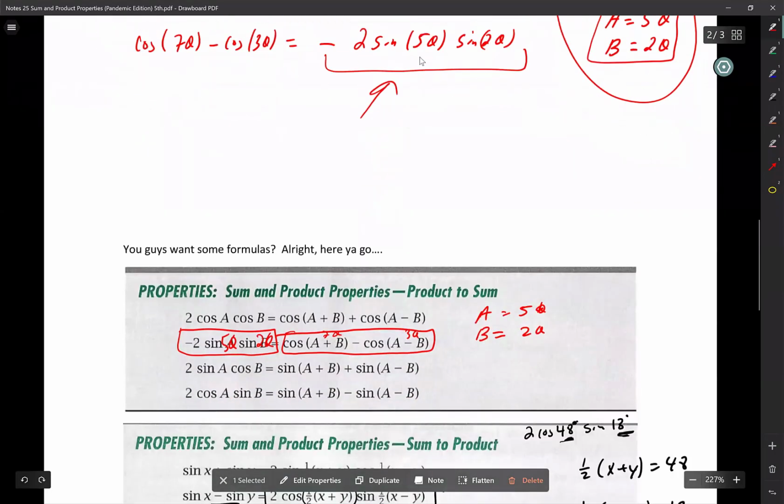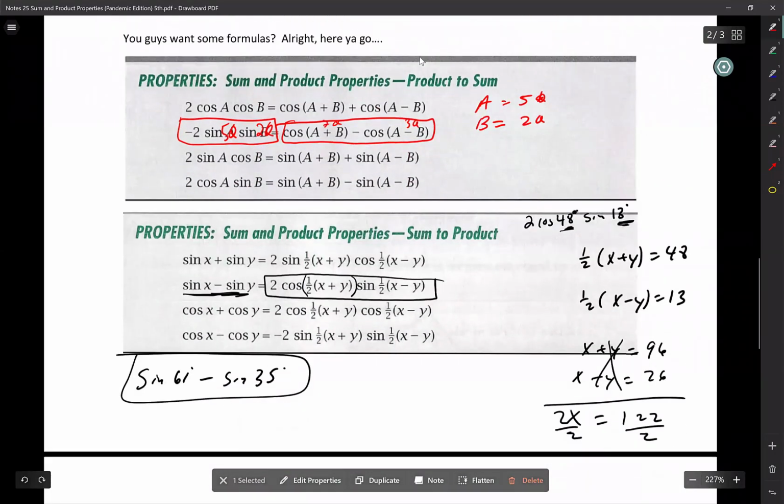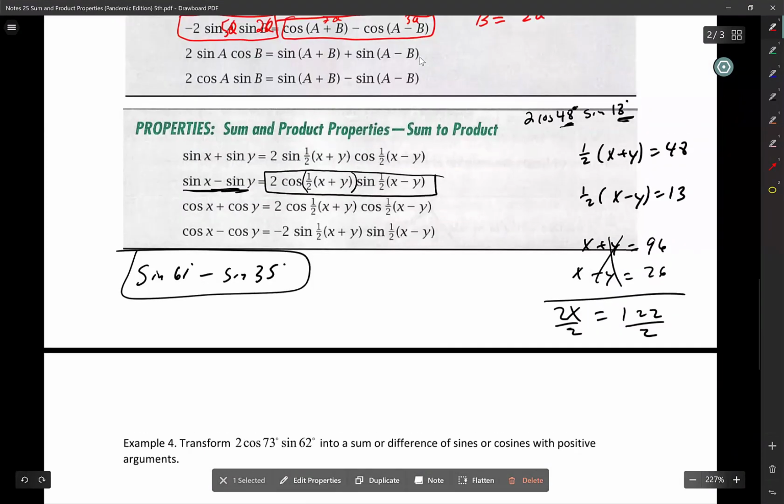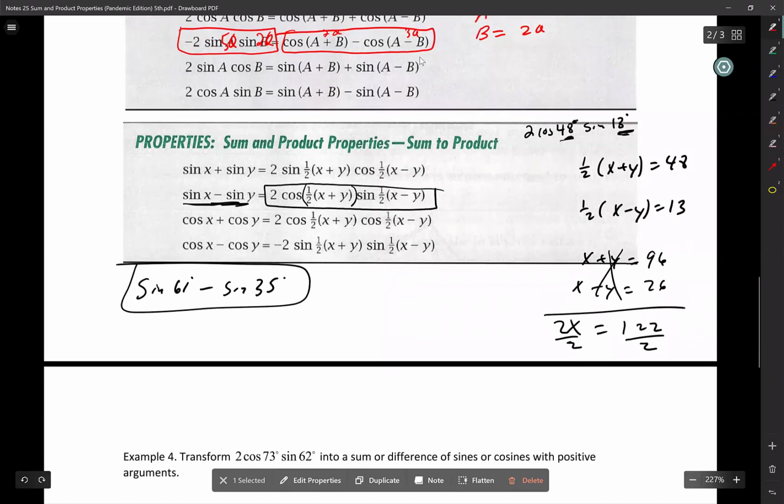Okay, awesome. I'm glad you guys are happy. Let's keep, well, yeah, ask, please. What's up? Why is B 2 theta?